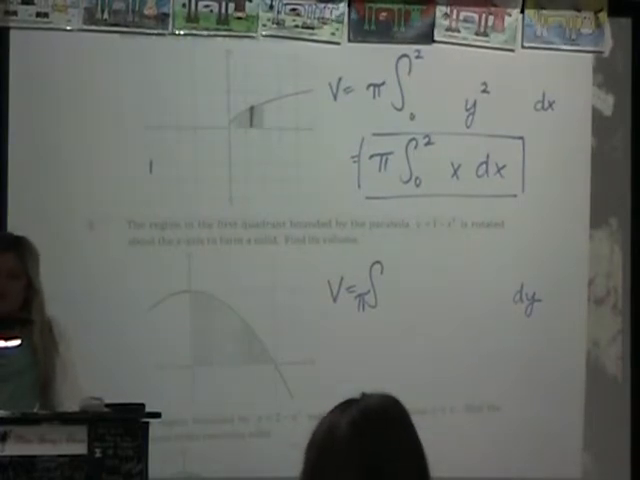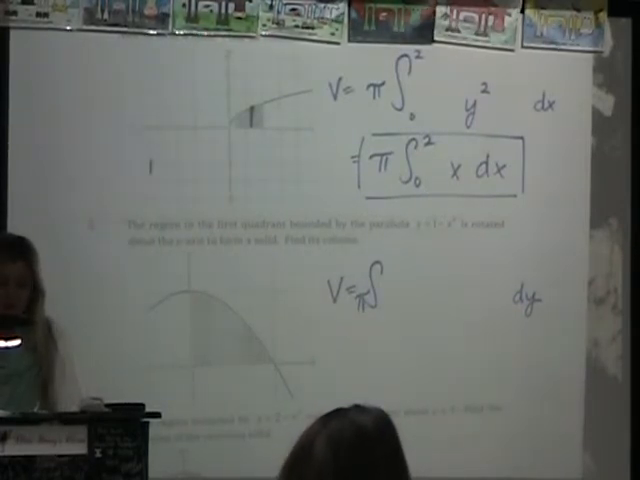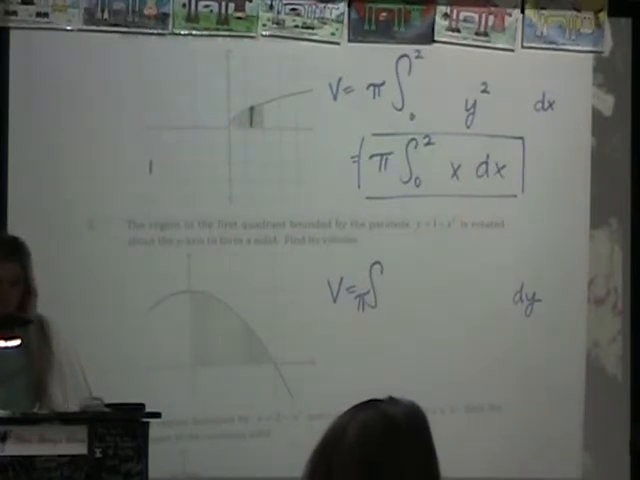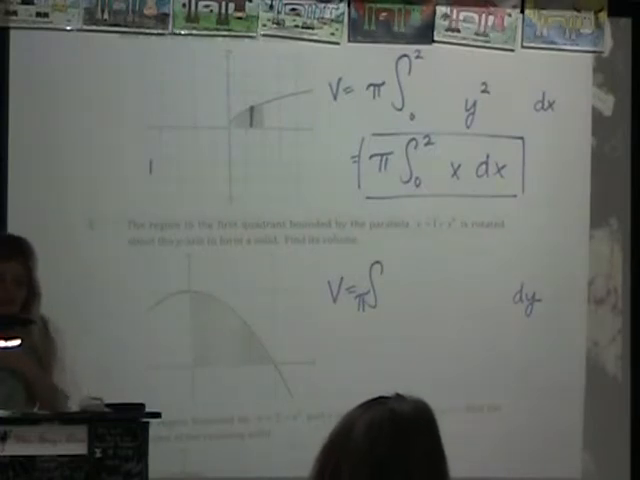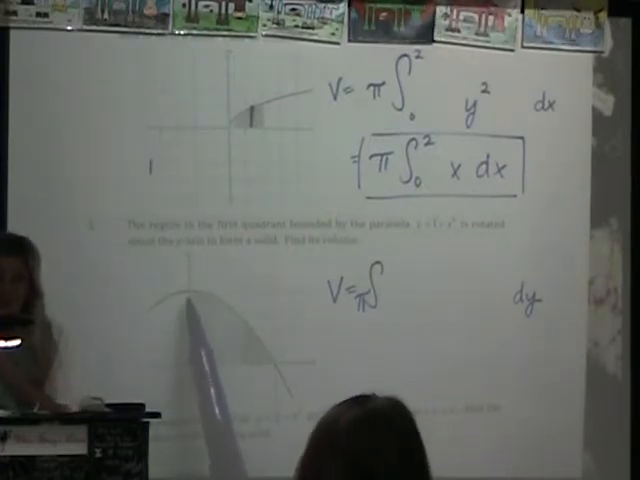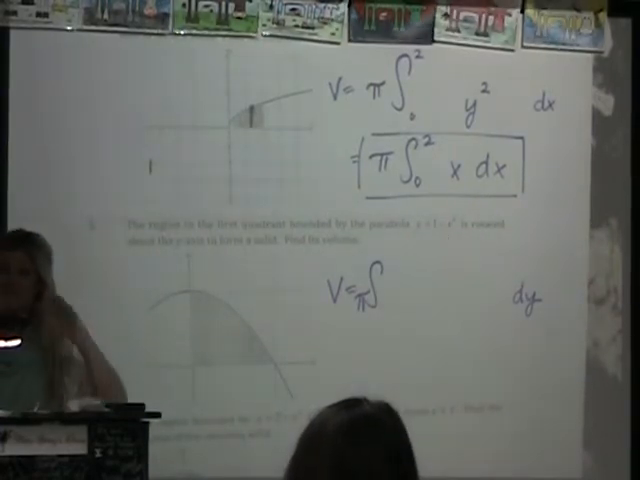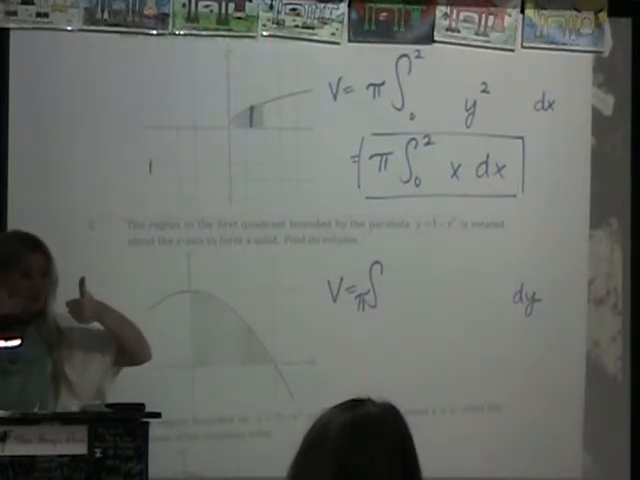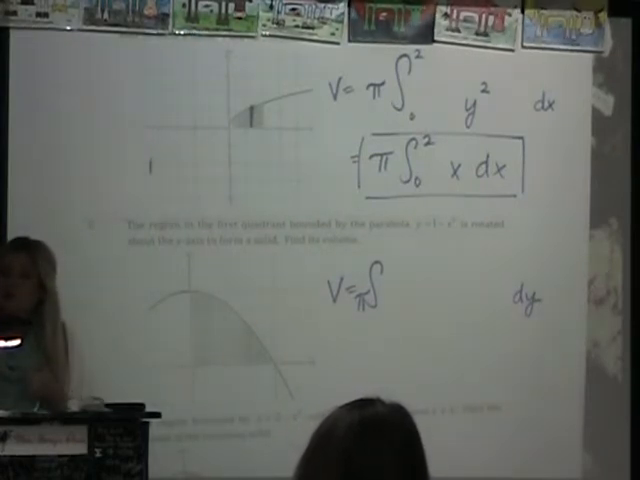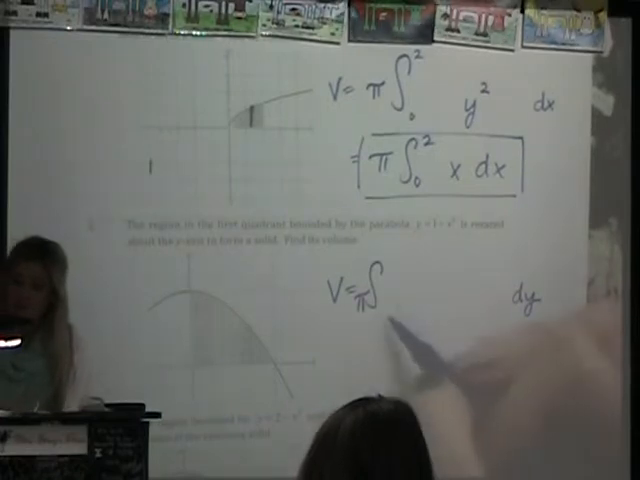What about our bounds? Oh, it's the first one. It's only the first quadrant, that's right. The solid is, or the area that we're rotating is in the first, so it's gonna be 0 to 1. Does everybody see that? Even though it's not labeled 1, the parabola is the equation y equals 1 minus x squared, which means it's flipped over the x-axis and shifted up 1 unit. And we're using y values for our bounds this time because we're integrating dy. Okay, so we go 0 to 1.